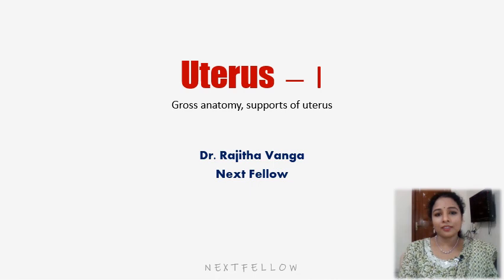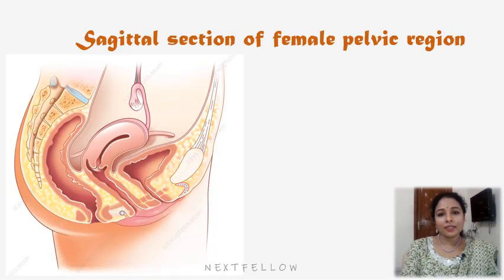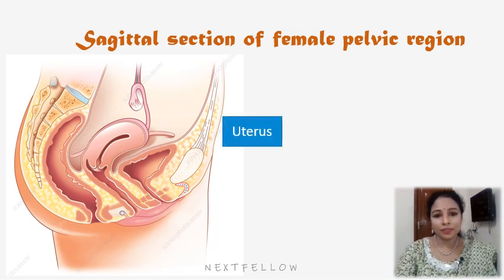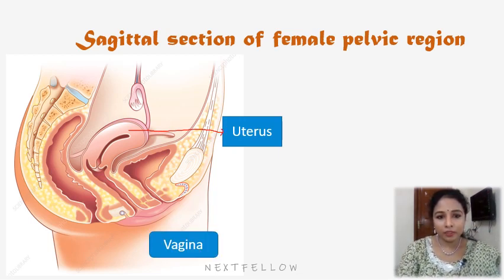So today's topic is on uterus. So here is the sagittal section of female pelvis, where we can see the uterus here. The uterus, and anterior most is the pubis, and uterus continues into the vagina. The lower part of the uterus is the cervix, which is the constricted part of the uterus, and cervix continues to form vagina.